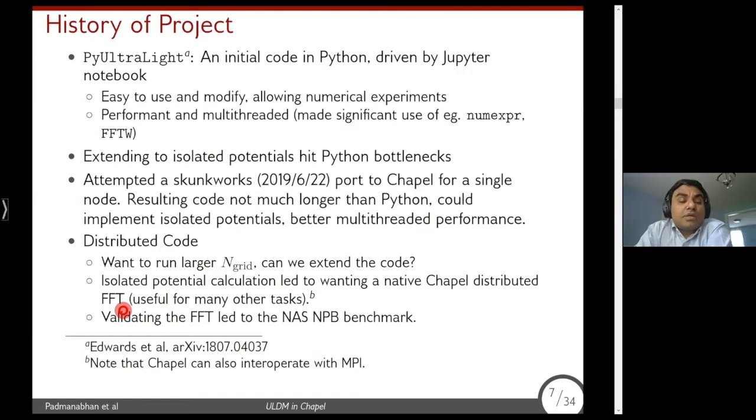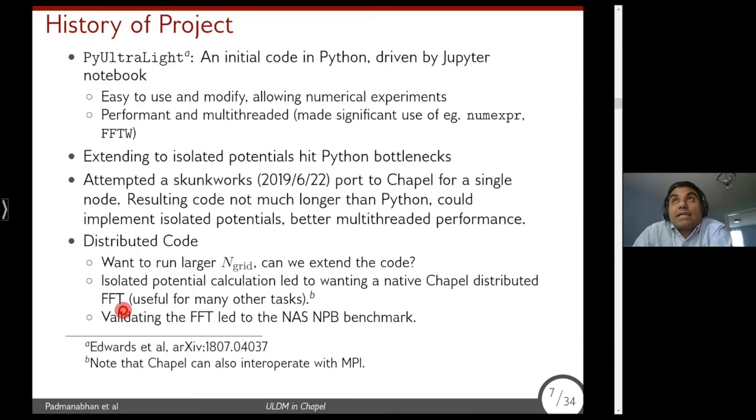Our initial approach to this project started off actually not with Chapel, but with Python. A collaborator of mine, Richard Easter, had an initial code in Python driven by a Jupyter notebook. One of the great advantages of this was it was very easy to use and modify, allowing us to do a number of numerical experiments with the code. It was relatively performant for a Python code, multi-threaded. It made use of all of the tricks that we've learned. But as we started extending it, we started to hit more and more Python bottlenecks.